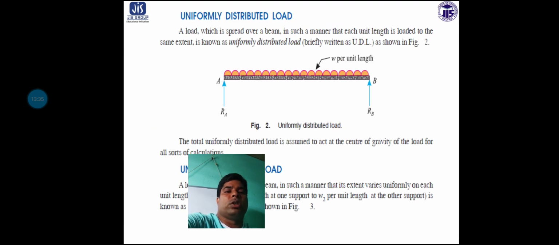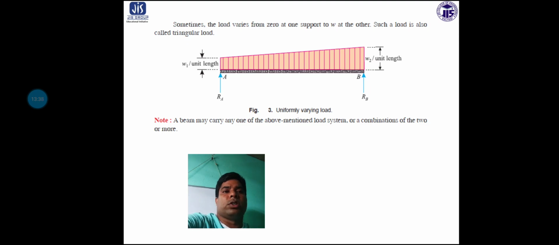So here we have discussed different types of loads and load systems which are applied on beams, and mainly three types can be used. One is point load or concentrated load. Number two, uniformly distributed load. Number three, uniformly varying load. In a uniformly distributed load, the load distribution will be the same from starting point to end point.